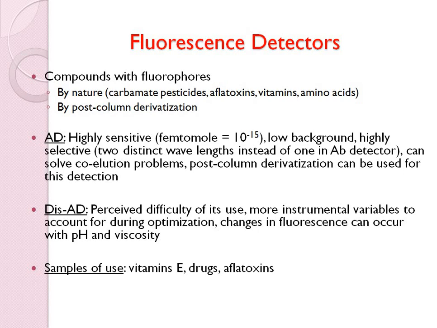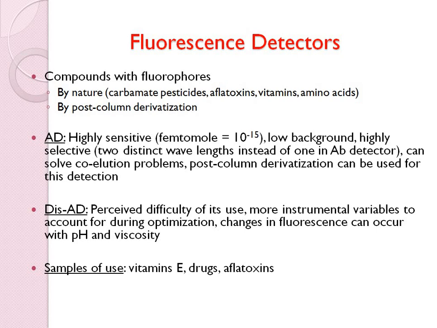The compounds which have fluorophores in nature are carbamate pesticides, aflatoxins, vitamins, and amino acids. All these have fluorescence, so we are able to detect these compounds by using this fluorescence detector. And if our compounds are not fluorescent, we can do post column derivatization, or we can use derivatives for our sample, such as dansyl chloride, and we can analyze those compounds by using the fluorescence detector.